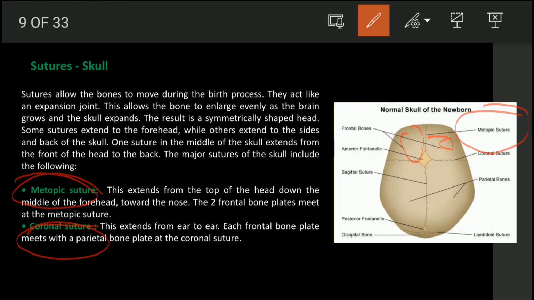Coronal suture: this extends from ear to ear. Each frontal bone plate meets the parietal bone plate at the coronal suture. मतलब जो हमारे parietal bone and the frontal bone उनके बीच में जो suture present है, that is the coronal suture.